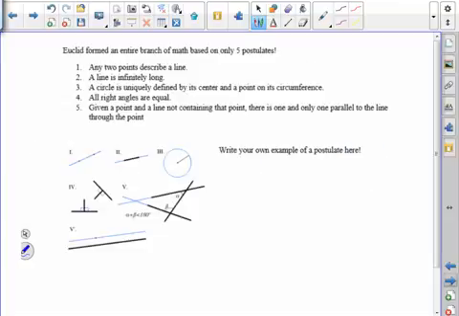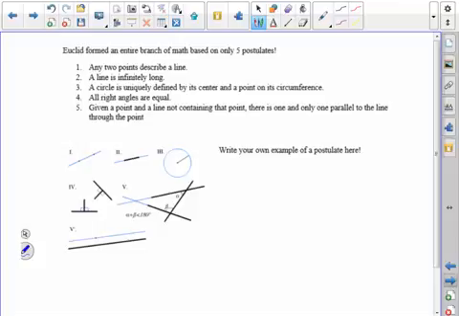Now, the last thing that we're going to talk about in this video are postulates. I mentioned at the start of the lesson that Euclid formed everything that we know about geometry based on 5 postulates. And remember, a postulate is a statement I can accept to be true. You don't have to explain why it's true. So there are the 5 postulates, and I gave a picture of what each one represents. Any 2 points, there's a line between them. A line is infinitely long. There's a very good definition of a circle. A lot of people actually have a real hard time defining what a circle is.